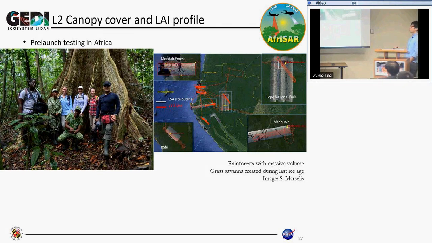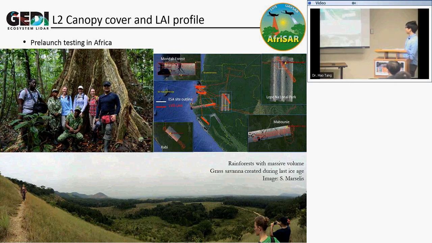I'd like to focus a little bit more on the canopy covering and AI profile since I'm responsible for dealing with that. We have done our pre-launch testing in Africa. NASA has been flying not only the LVIS, the airborne lidar, and other lidar data over Gabon in Central Africa. So you can see the pretty good coverage over this country.